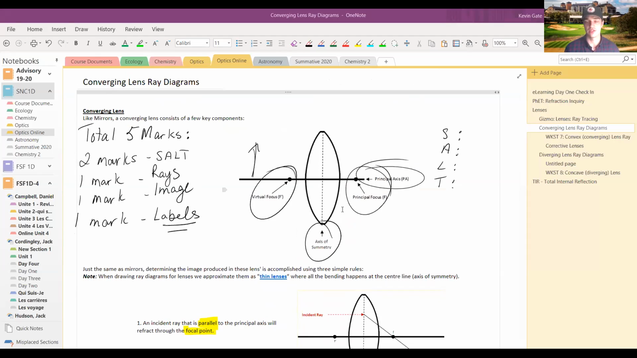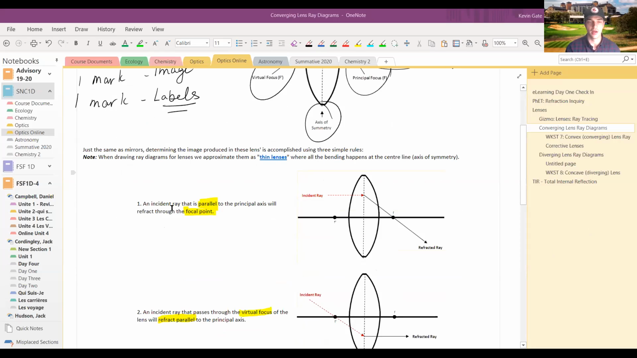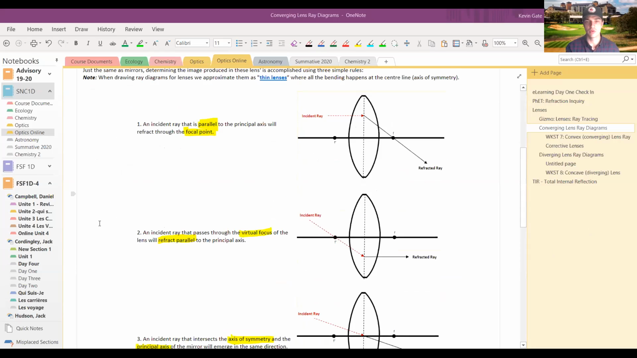There are 3 rays that you need to draw for lenses, just like for mirrors. Then you get 1 mark for properly locating and drawing the image, and 1 mark for labeling each of the 4 following elements: the virtual and principal focal points, the axis of symmetry, and the principal axis. Labeling all 4 of those with the correct SALT orientation, correct rays, and image gets you 5 marks out of 5. Okay, so there are 3 rules that we need to summarize from the Gizmo and today's lesson.